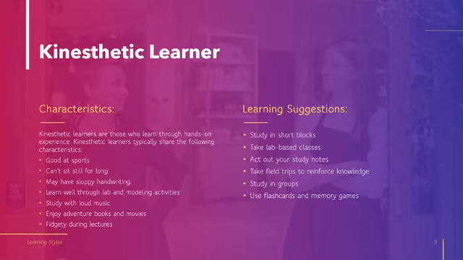Good at sports. Can't sit still for long because they've got to be moving. May have sloppy handwriting. Another thing that I read is that they may push really hard on their pencil. So if you've got really heavy handwriting, they could be a kinesthetic learner. They learn well through lab and modeling activities. Study with loud music. Enjoy adventure books and movies. And they're fidgety during lectures.